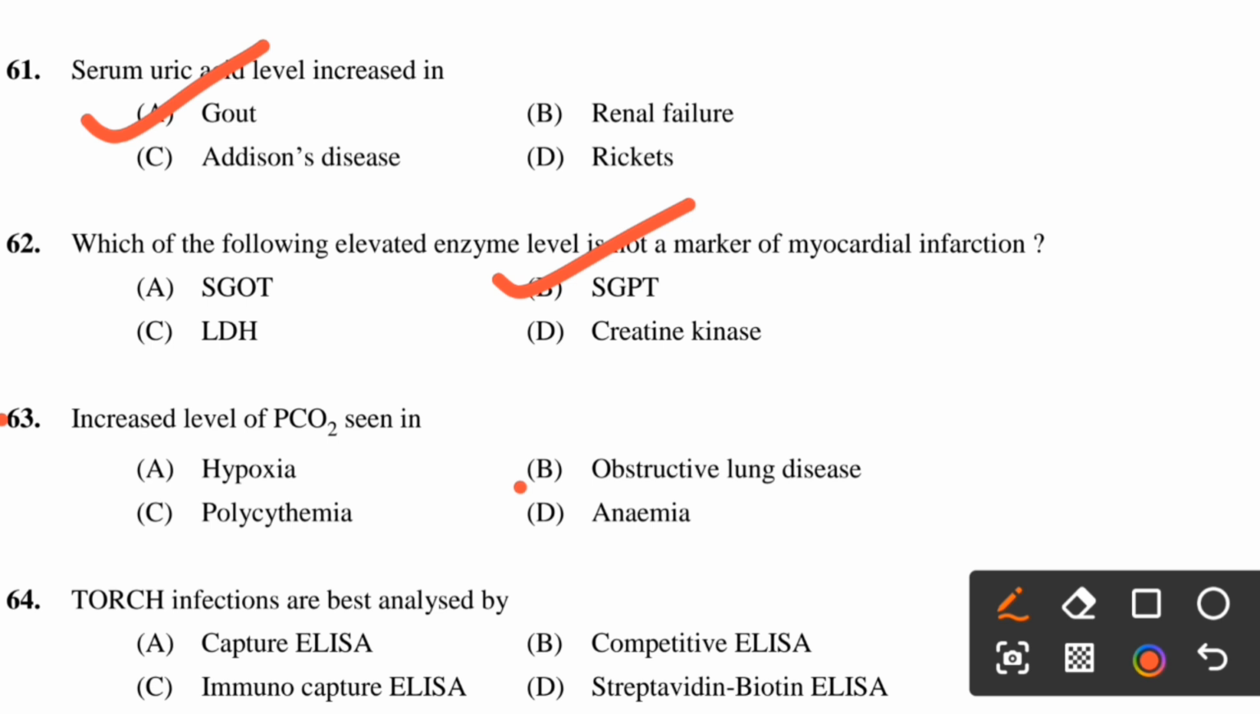Next one, increased level of PCO2 is seen in. The right answer is obstructive lung disease. Next one, TORCH infections are best analyzed by capture ELISA, competitive ELISA, immunocapture ELISA, streptavidin biotin ELISA. The right answer is immunocapture ELISA. TORCH infections include toxoplasma, rubella, cytomegalovirus and herpes virus infection.